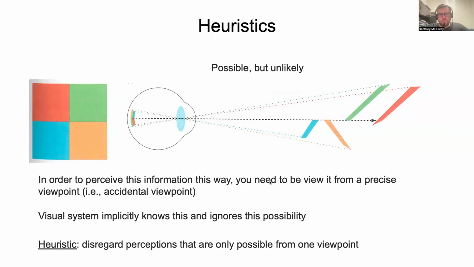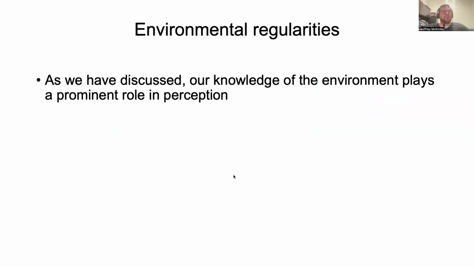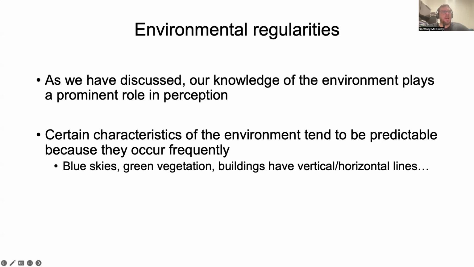I guess we'll talk about a few more. So another thing that we use, right, is what's called environmental regularities. I don't know if we've discussed this, but our knowledge of the environment plays an important role in perception, right? If the environment is relatively static and there are regularities in the environment, we should use these to our benefit to constrain our perceptions.